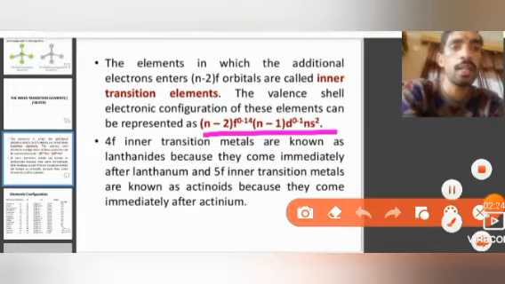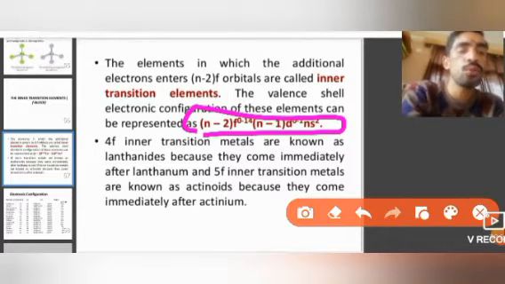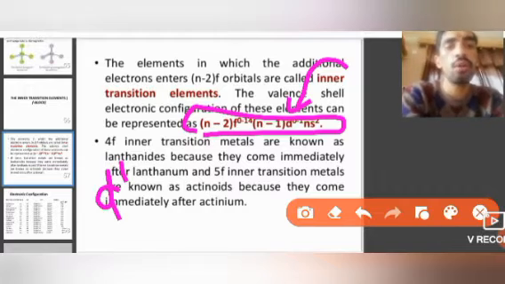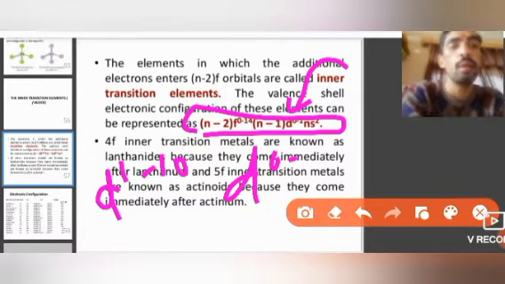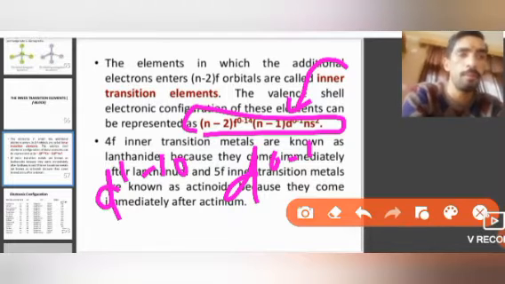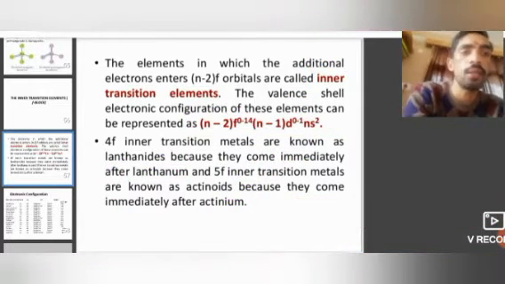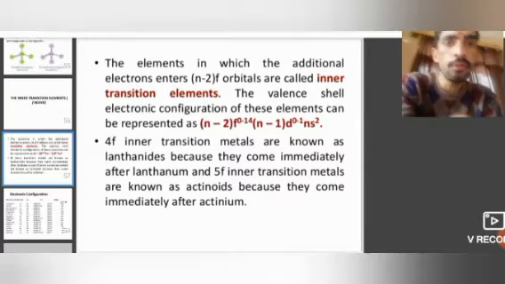The general electronic configuration is (n-2)f 0 to 14, (n-1)d 0 to 1, ns2. Yesterday I told you why d is 0 to 1 here and not 1 to 10, because these F block elements are present in the periodic table between the first group of D block elements. Okay, next we will see.